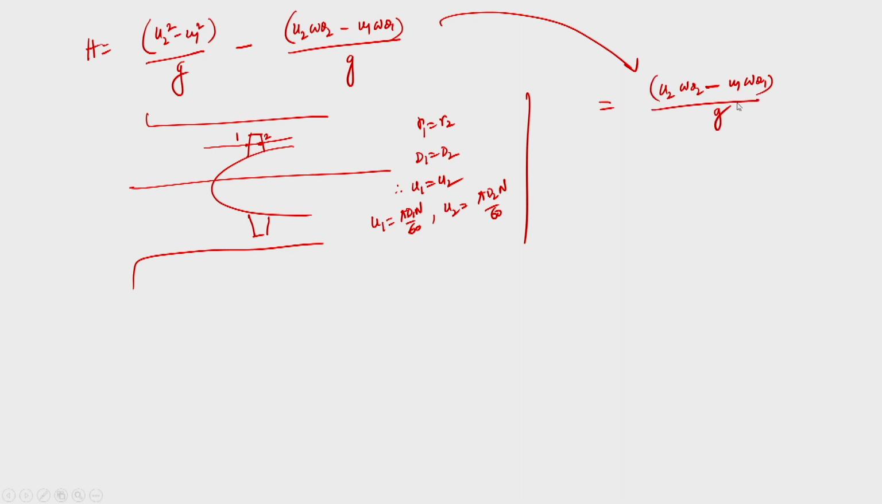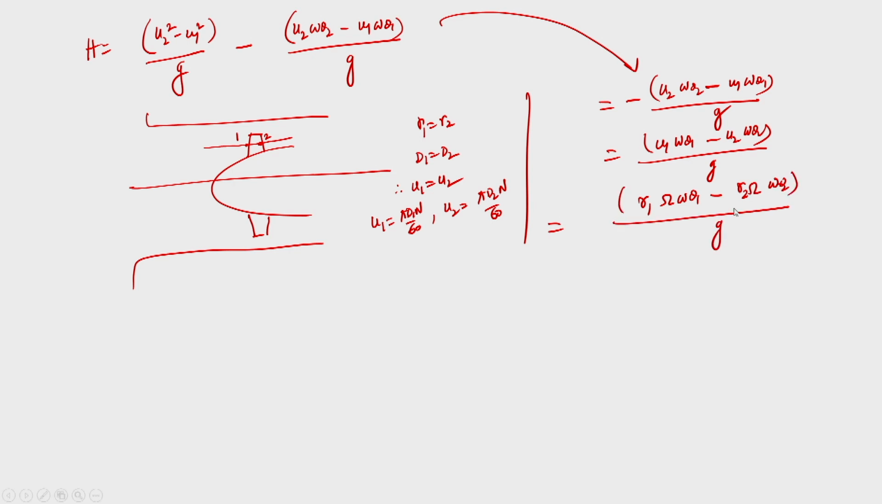That is the case for head developed by the pump. Or I can write it as (U1 W theta 1 minus U2 W theta 2) divided by G. So, U1 W theta 1, where U is equal to R into omega. So, R1 omega W theta 1 minus R2 omega W theta 2 divided by G. So, this is the expression for head developed by an axial flow machine, because for axial flow machines, the radius of the blade at the inlet and outlet are equal.